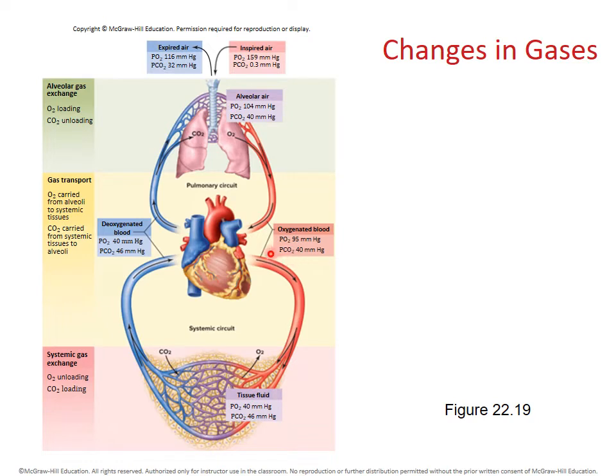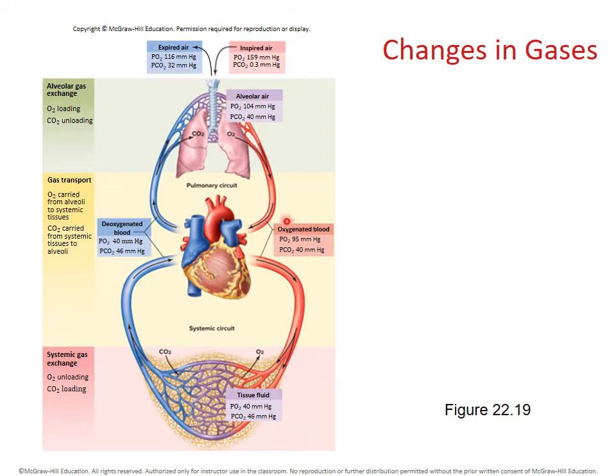The PCO2 of oxygenated blood is about 40. And again, it's the result of an equilibration between a PCO2 of 46 and a PCO2 of 40. Why isn't the number somewhere between 46 and 40? That's a little bit of a complicated story that we may not be able to touch on. We might just touch on it briefly when we talk about carbon dioxide transport.